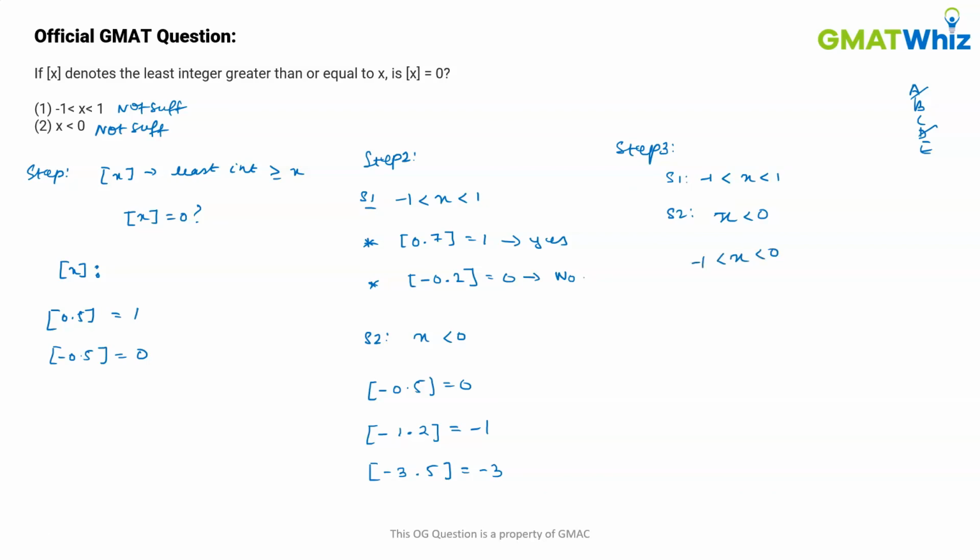Now, if we take any value in this range, for example, if we take the value of x to be -0.9, this will give me 0, and even if I take the value -0.1, this will also give me the value 0. Hence, after combining the two statements, we can answer the question with a definite yes that box of x is equal to 0. Thus, the statements together are sufficient, and the correct answer is option C.